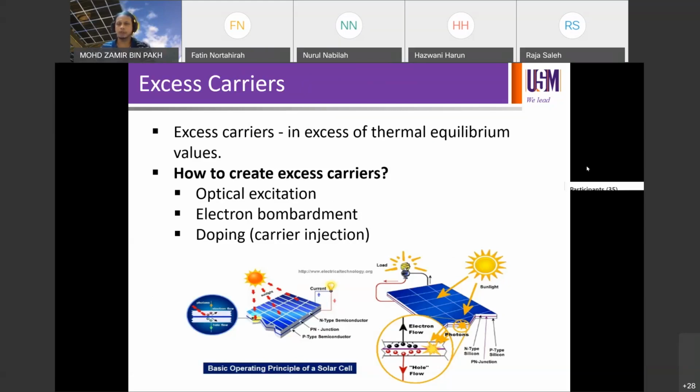This is what we use in solar cells, where we use incident light or incident photons in order to generate electrical energy out of it. We can also use electron bombardment by using an electron beam, and we can also use doping, where we introduce p-type or n-type dopants into the semiconductor material in order to alter its conductivity.